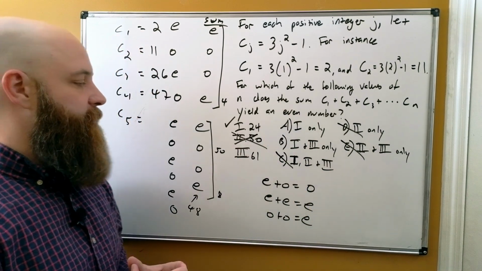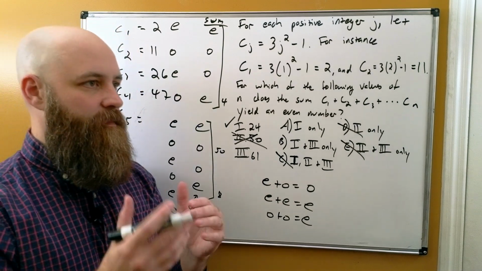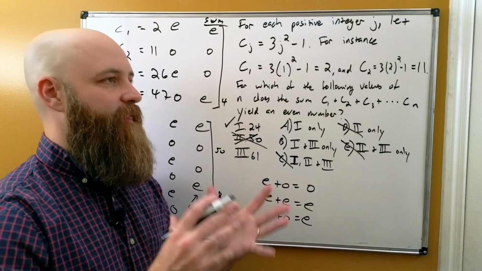Let me evaluate the sum of the first 61 terms. What's a multiple of 4 that's close to 61? That would be 60.